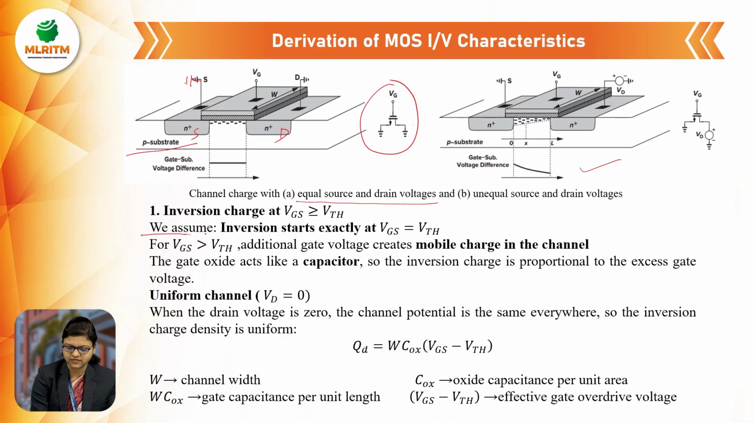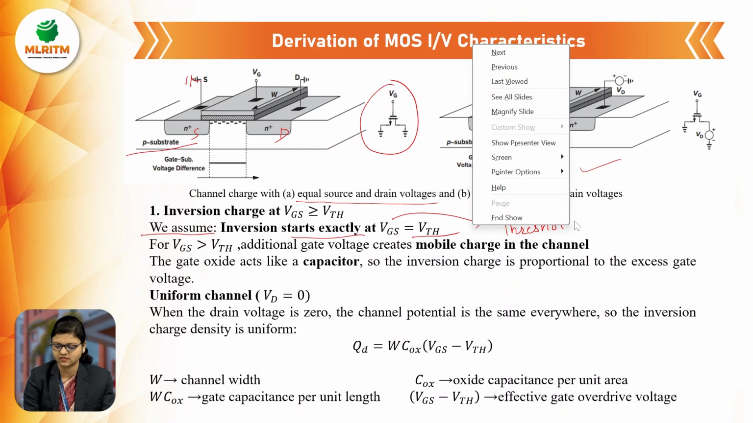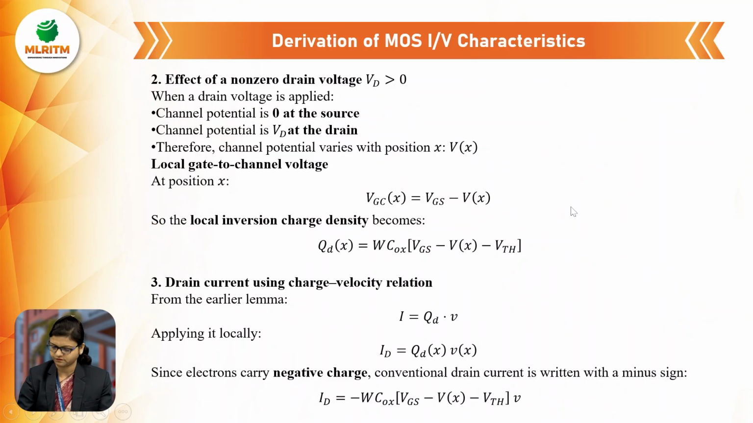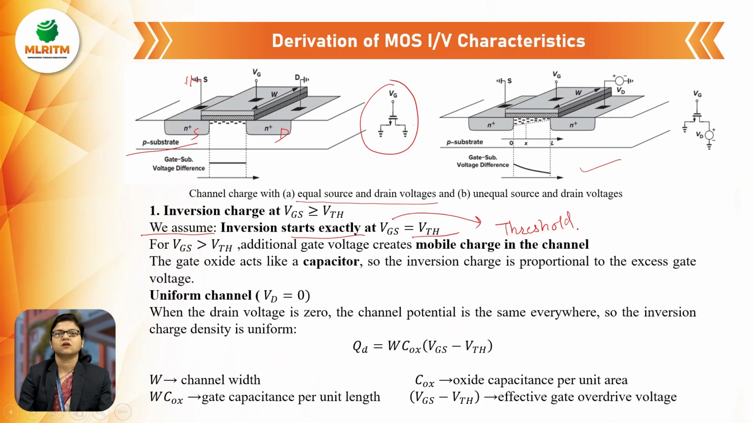Let's assume that inversion will start exactly at VGS equals VTH. Here VGS is the gate-to-source voltage, which is considered the input voltage, and VTH is the threshold voltage. Threshold voltage is the voltage at which there is a formation of the inversion layer, which we can call a channel. So at this particular point, we consider that VGS equals VTH.